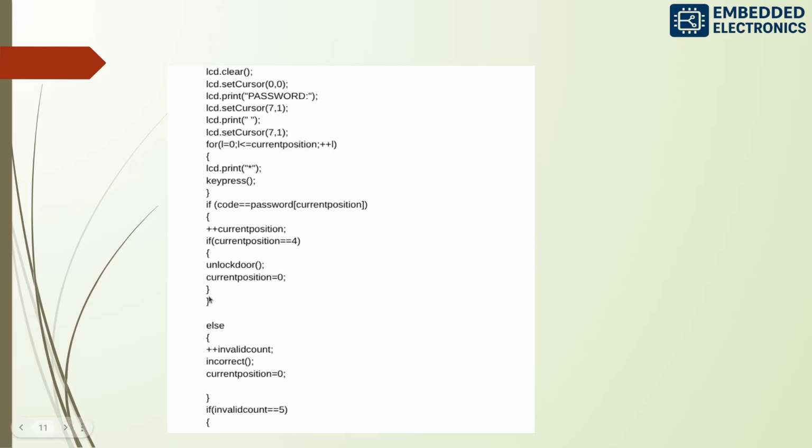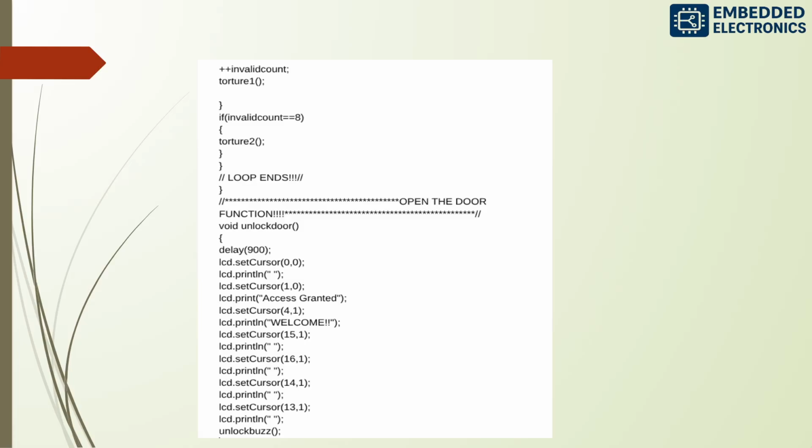If you press the wrong key, then it calls the incorrect function, which resets your progress. If this condition is true, then this function will be executed. If this condition is false, then the incorrect function will be executed. Here you can see the functions.